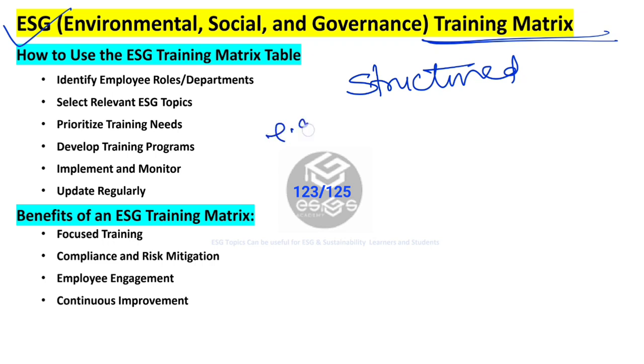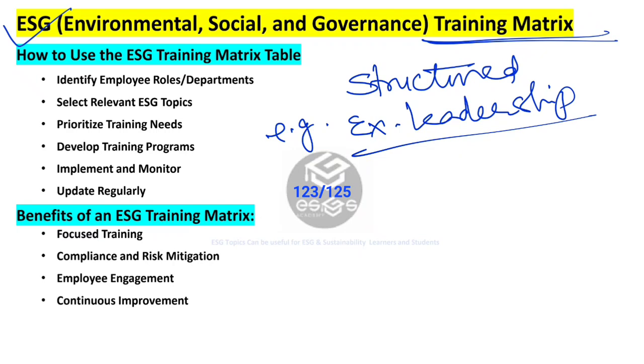So first take the example of, let's say, executive leadership. What trainings related to ESG? Let's say climate change and sustainability strategies, diversity and inclusion initiatives, corporate governance best practices, board responsibilities and oversight, ethics and integrity. Then for operations and facilities, we can discuss waste management, energy efficiency, risk management, community engagement, compliance with the laws and regulations.